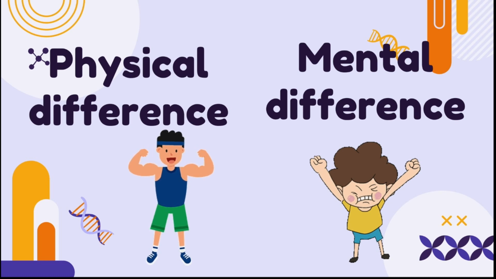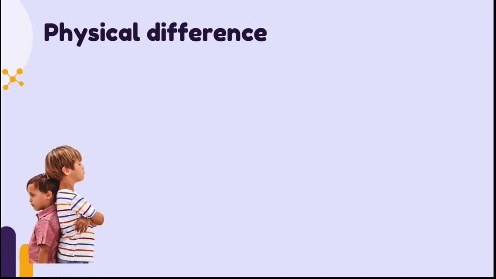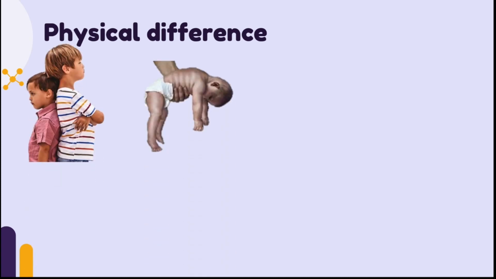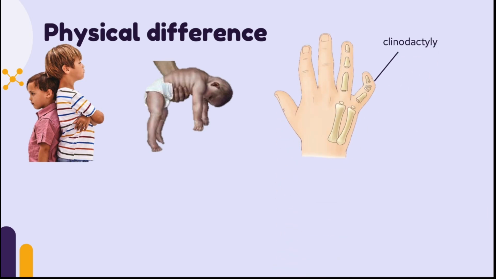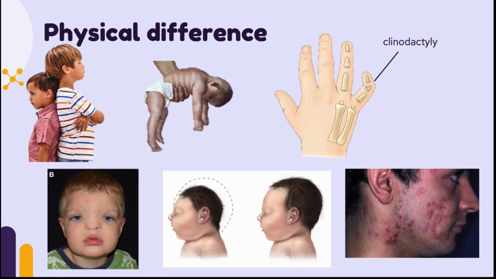Boys with XYY syndrome may have some or all of these physical symptoms to some degree: taller than average height, low muscle tone or muscle weakness, which is called hypotonia, very curved pinky finger or clinodactyly, widely spaced eyes known as hypertelorism, microcephaly, and severe cystic acne during adolescence.